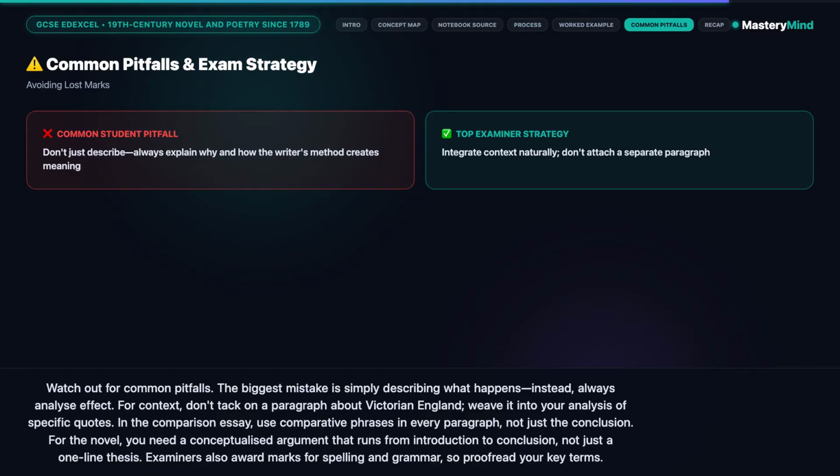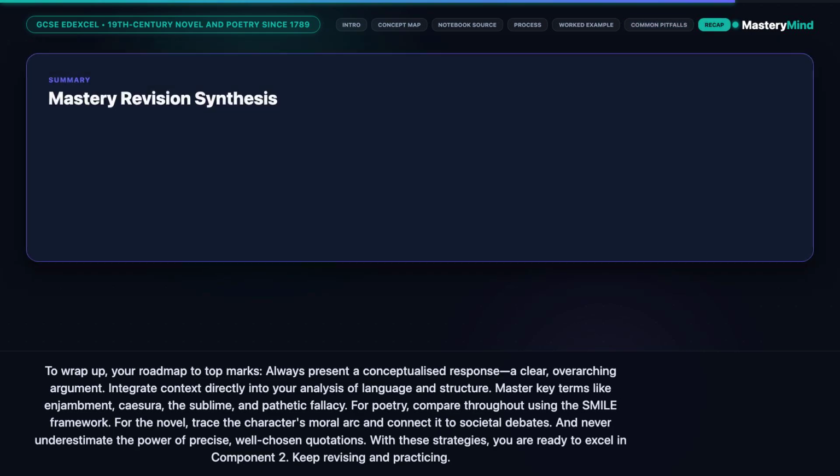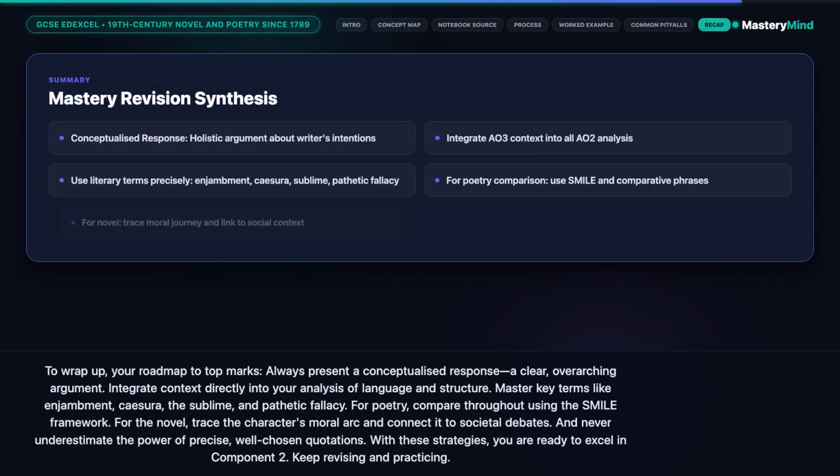To wrap up your roadmap to top marks, always present a conceptualized response, a clear, overarching argument. Integrate context directly into your analysis of language and structure. Master key terms like enjambment, caesura, the sublime, and pathetic fallacy. For poetry, compare throughout using the SMILE framework. For the novel, trace the character's moral arc and connect it to societal debates. And never underestimate the power of precise, well-chosen quotations.